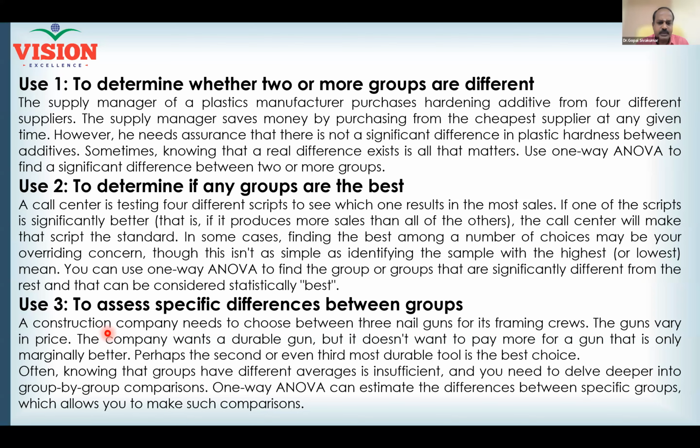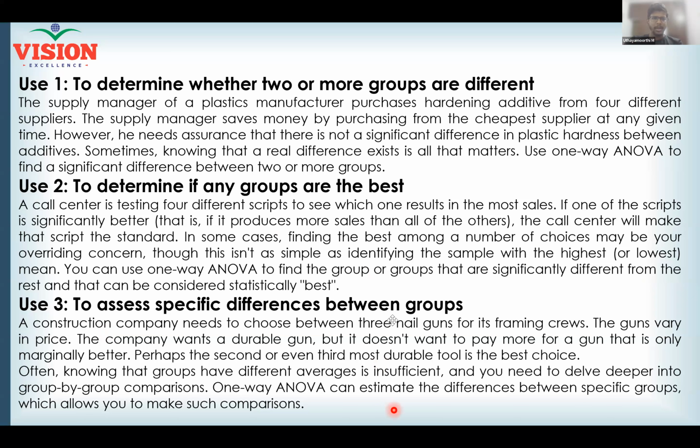Udayamurthy, can you help reading out this? Yeah, please go ahead. The construction company needs to choose between 3 nail guns for its framing groups. The guns vary in price. The company wants a durable gun, but it does not want to pay more for a gun that is only marginally better. Perhaps the second or even third most durable tool is the best choice.